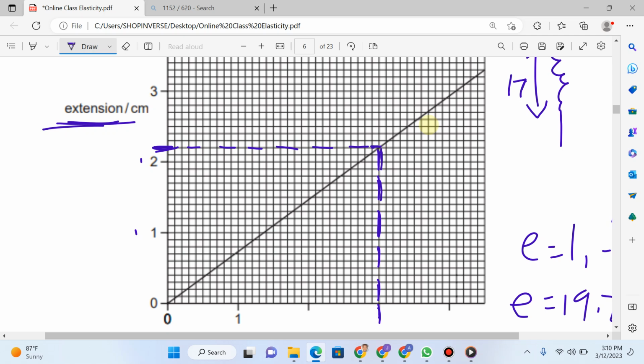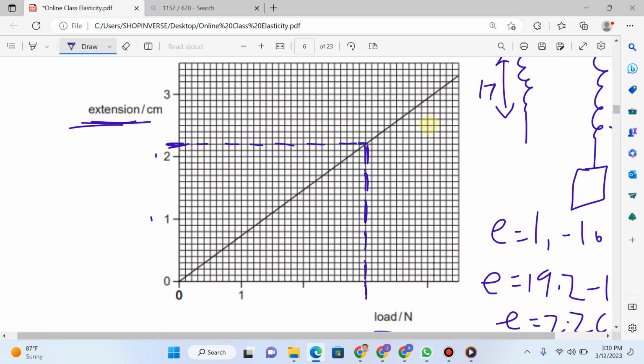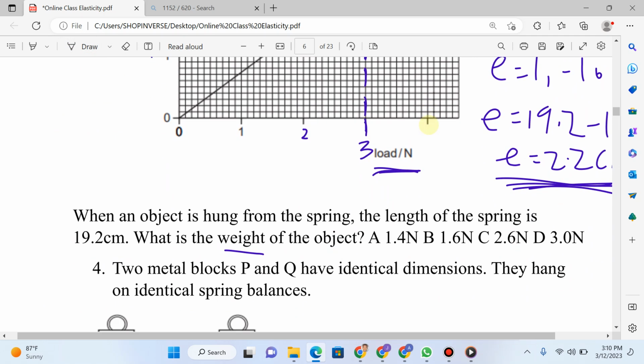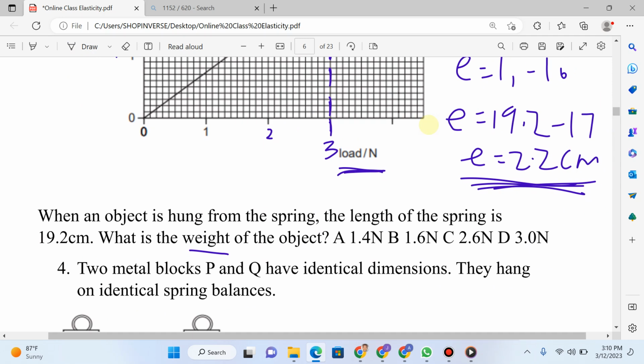What force do you have here? Right here, we have a force of 3 Newtons. If this is 1, then this will be 2. So the value you have on the graph is 3 Newtons. What option is that? Option D. So you shade option D on your answer sheet.